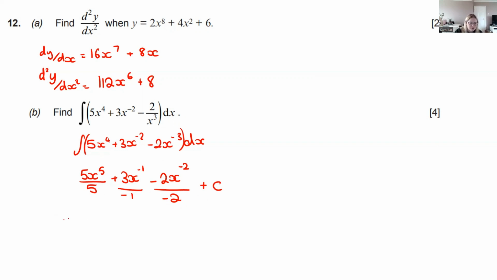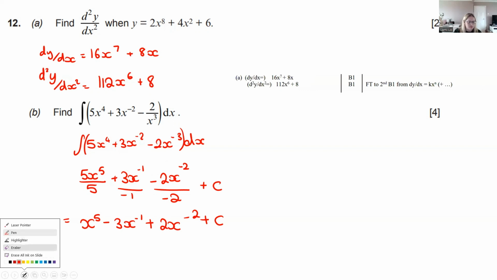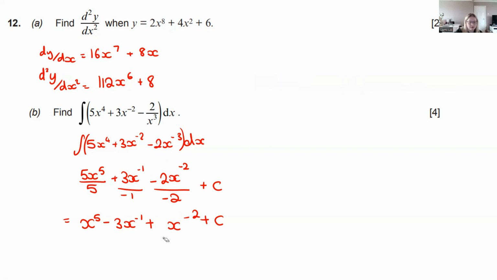Once we get to there, just going to tighten it up so it all looks nice and smart. So 5 divided by 5 just gives you x to the power of 5. This is now becoming a minus because I've got the minus on the bottom. Changes the whole thing. So -3x to the -1. Here I've got a minus and a minus, so that's going to become positive. Really testing you on this paper. To the -2 plus c. That'll be enough to leave it for there. Hopefully you noticed that mistake quicker than I did.